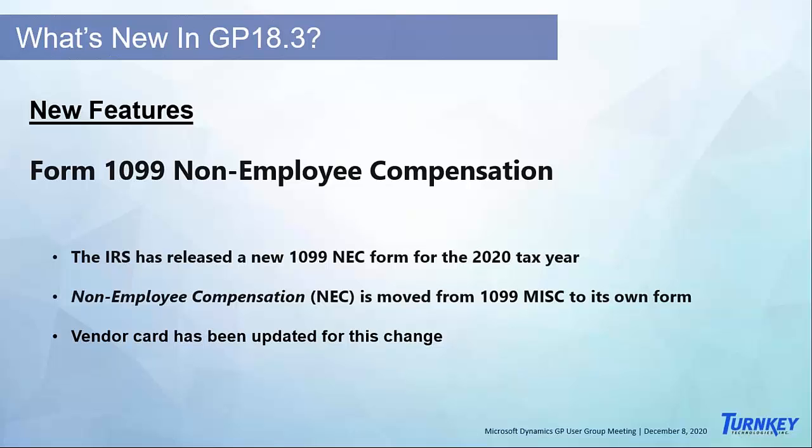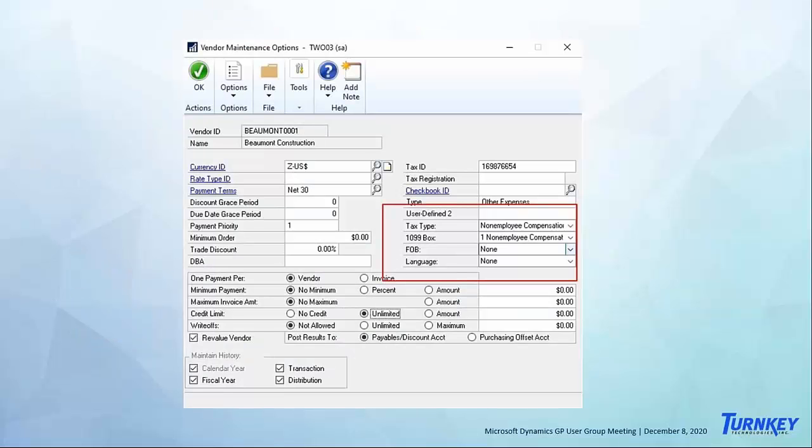So to access this tax type, I think Diane showed the same one, but you've got the box there, which is the different tax type for the non-employee compensation, and the 1099 box is one. So again, you just go to purchasing, cards, and vendor. Once you choose the vendor, you click the options, and this is the window that will show up. So in the tax type drop-down menu, you just would select non-employee compensation.